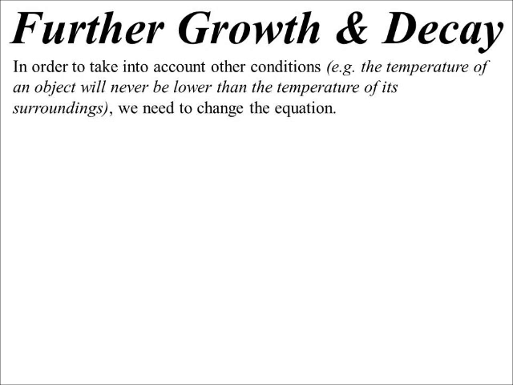The classic one is to do with temperature. So the idea that the temperature of an object can never go lower than the temperature of its surroundings, unless of course you apply things to it. But if you apply ice to it, then the temperature of your surroundings has changed because now it's the temperature of the ice itself. So we change the equation to take this into account.